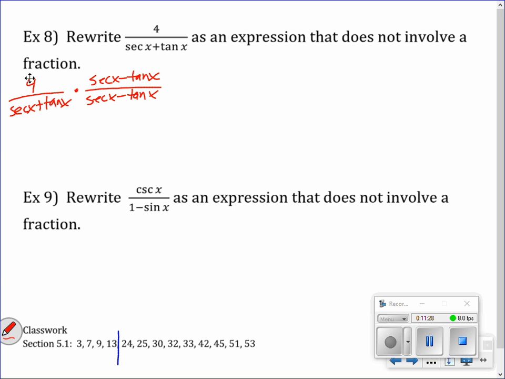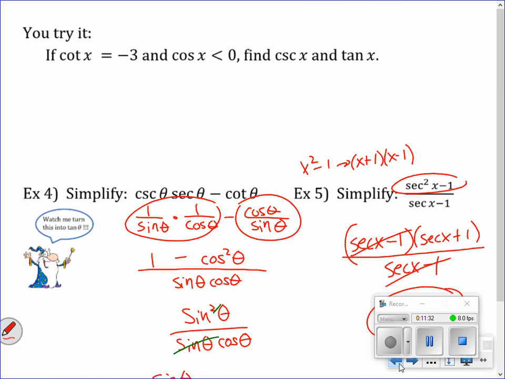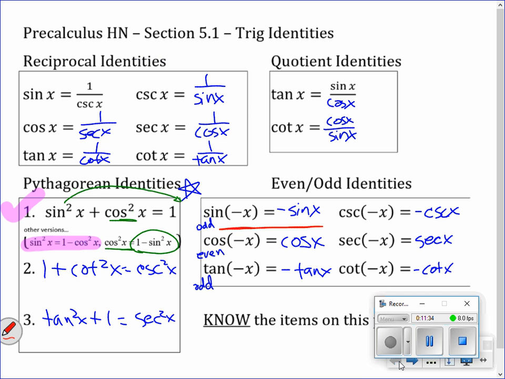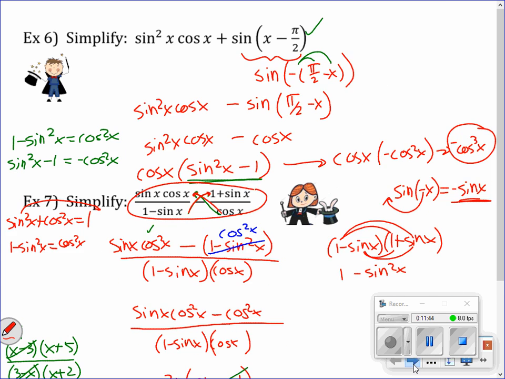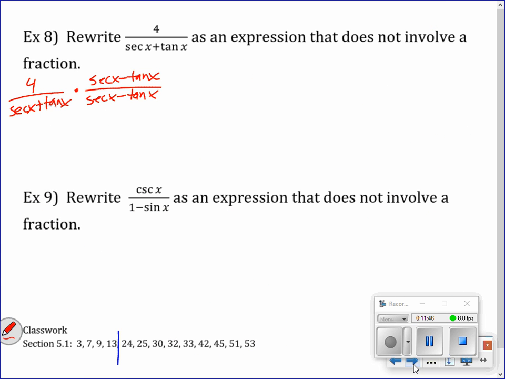What I'm trying to do is create perfect squares, so that I can go back and use one of my good old Pythagorean identities. All right, and since this is secant and tangent, it's probably going to be this one, obviously. All right, so let's go back. Where were we? All right, so the top part. I'm not going to multiply the top part. Let's just see what happens. 4, and I got secant minus tangent.